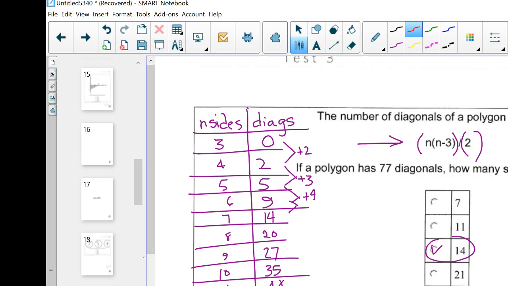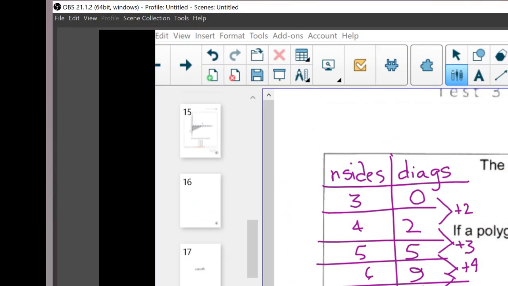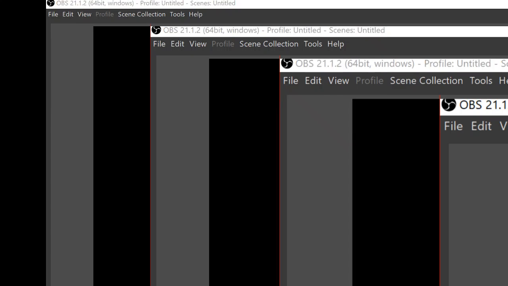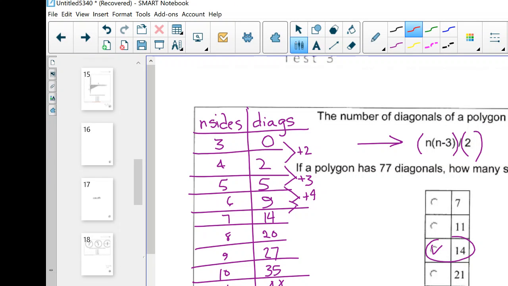But we found it right there. So you didn't really need the formula, but it was nice to have. That was number 1. And so that answer, going back, hold on, that answer was 14, which was C.